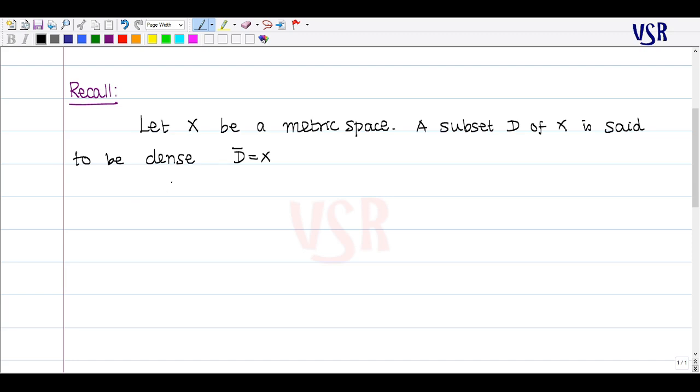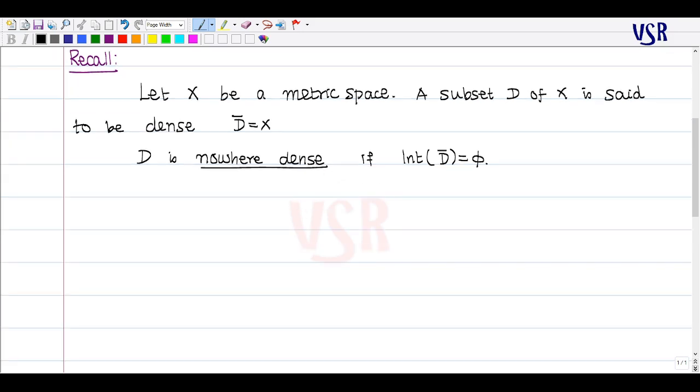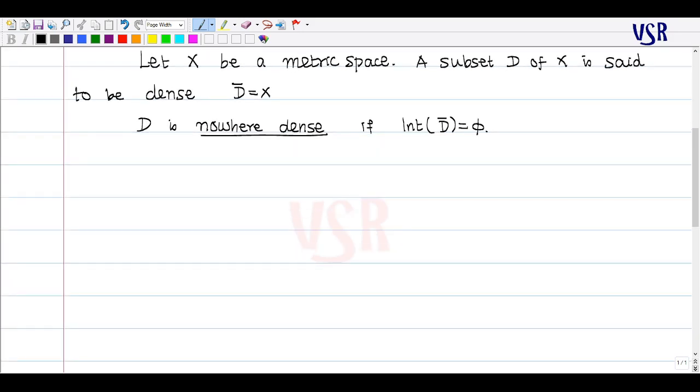At the same time, we say that D is nowhere dense if the interior of D closure is equal to empty. If this is the case, then we say that D is nowhere dense. We have seen several examples, but anyhow let me recall.